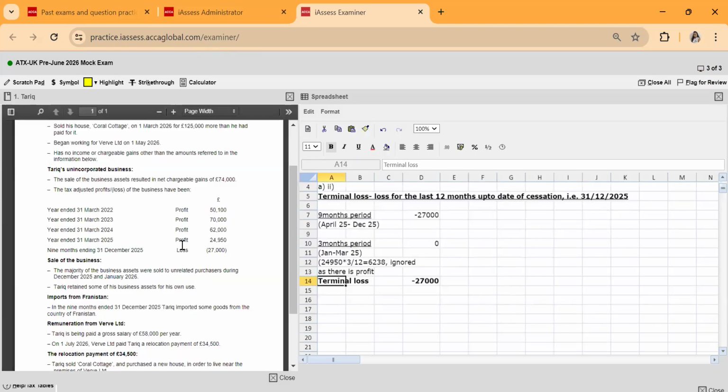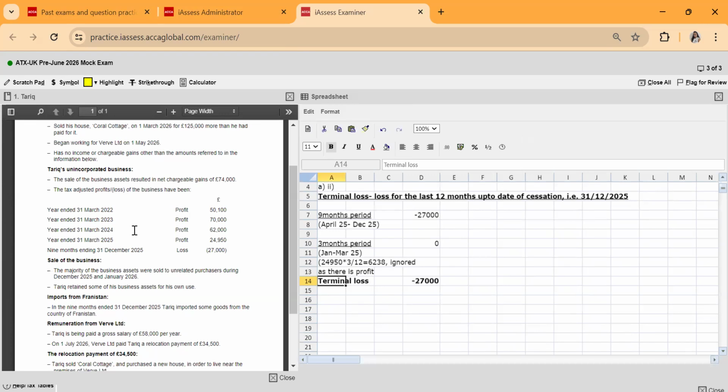Look at the data. First is the current year relief, but there is no other income, only chargeable gains. So this is the current year relief. If you want to go for a terminal loss relief, we can carry it back for the last 3 tax years. Now we have to calculate the relief, the savings also.